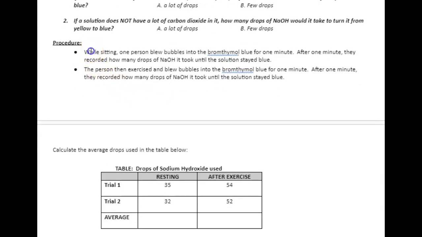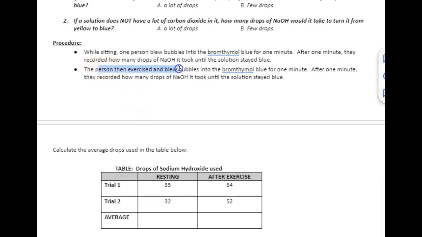So what you have here, one person blew bubbles for 1 minute, okay? And this is while they're sitting. So while sitting, they're going to blow bubbles in the bromethymol blue. Okay, so they're not doing a lot of exercise or anything. And then after they're done, remember our bromethymol blue turned yellow. So they're going to record how many drops it takes to get back to blue. And so you can see that down below. That took them 35 drops. Then they repeated it again.